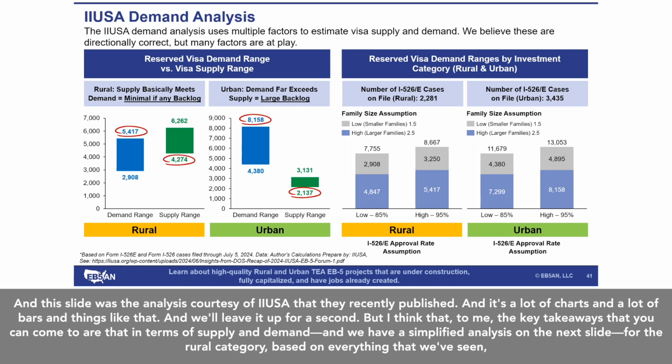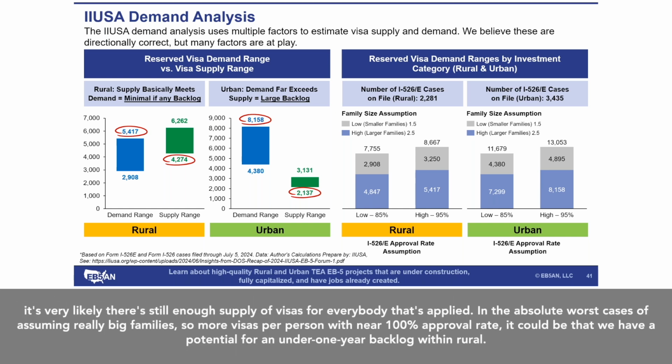And we'll leave it up for a second. But I think, to me, the key takeaways that you can come to are in terms of supply and demand, and we have a simplified analysis on the next slide. For the rural category, based on everything that we've seen, it's very likely there's still enough supply of visas for everybody that's applied. In the absolute worst cases of assuming really big families, so more visas per person with near 100% approval rate, it could be that we have a potential for an under 1 year backlog within rural.